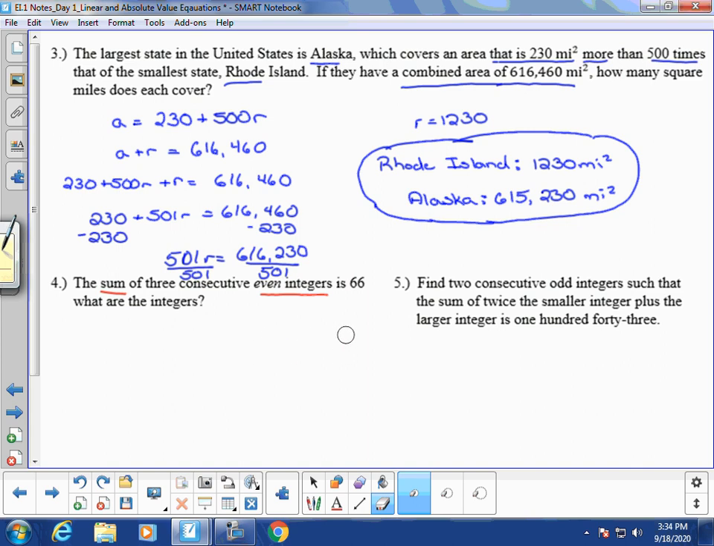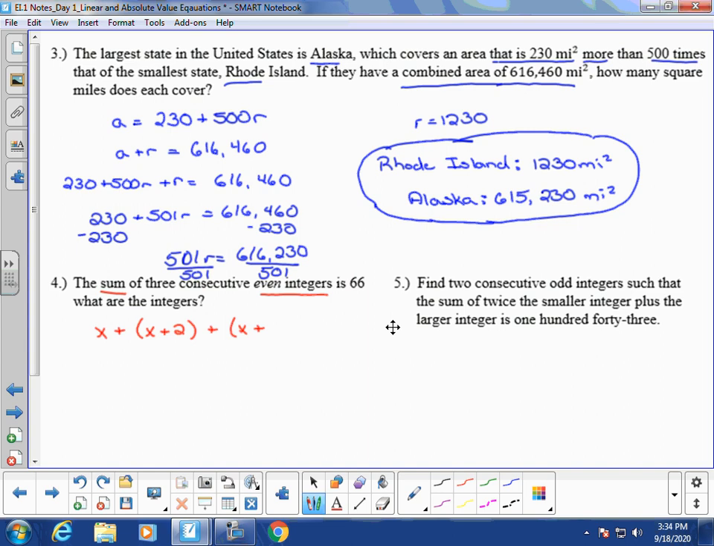So let's say our first integer is x. We don't know what it is, but it's x. Remember, we're doing the sum, so we're going to add x to something. We're going to add x to the next integer. The next integer would be x plus 2, because remember, it skips over a number. So it's getting bigger, but it's getting bigger by 2 every time it's an even number. So then the next even integer would be x plus 2 plus 2, which is x plus 4. And the sum of these is going to have to be 66.